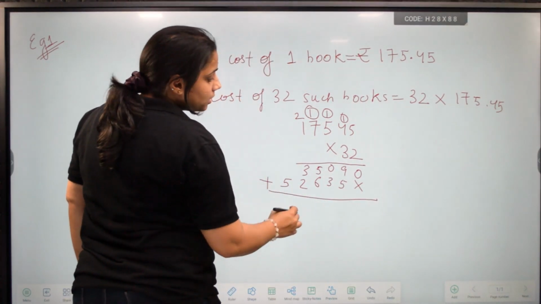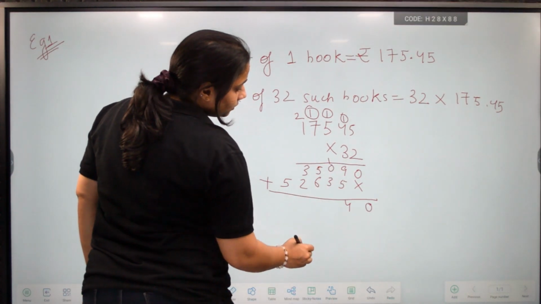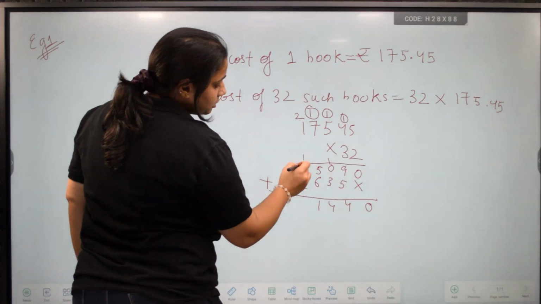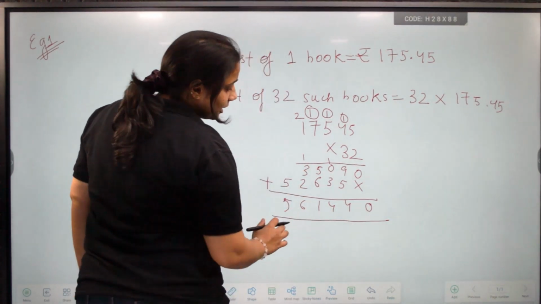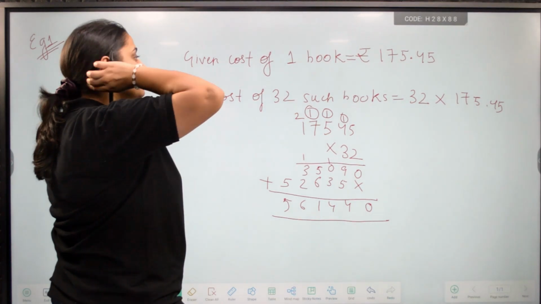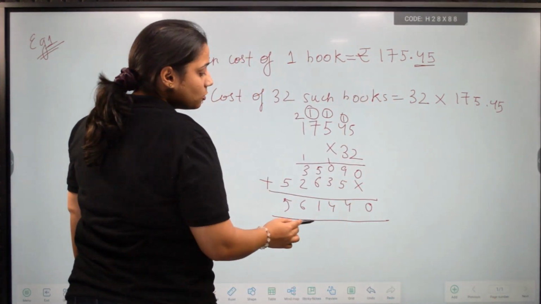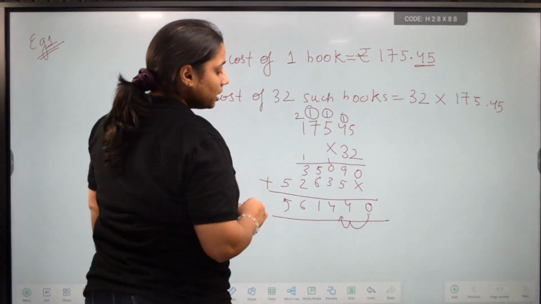So add this, we got 0, 4, 1 plus 3 is 4, 5 plus 6 is 11, and here 5. So we got 5, 6, 1, 4, 4, 0. We can count the number of decimal places. We have only 2 decimal places. So place the decimal after 2 numbers from the extreme right.